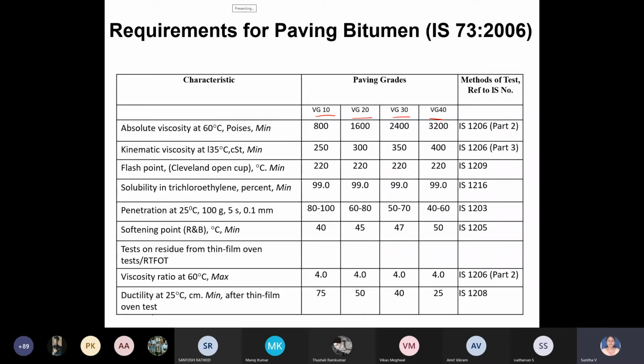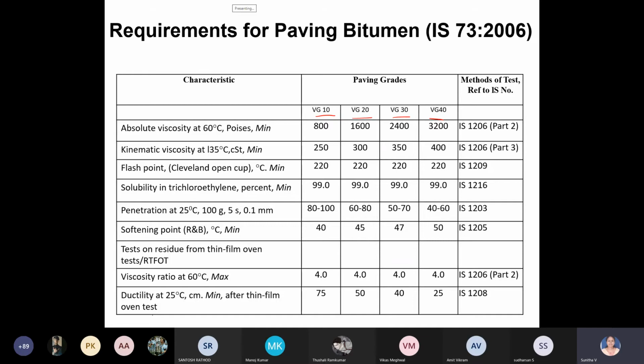Then solubility in trichloroethylene should be at least 99% soluble. Penetration at 25 degrees Celsius with a weight of 100 gram for 5 seconds should be in the range of 80 to 100. It's in 1 by 10, that's why it's written 0.1 mm. Softening point value should be 40.